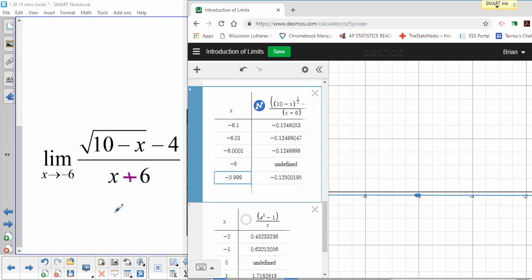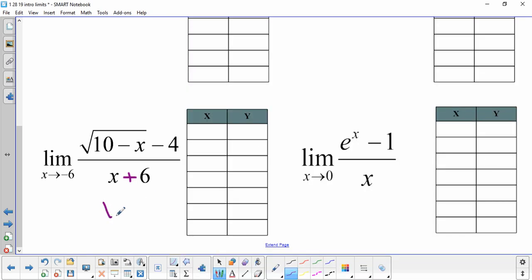So it doesn't matter. As you do that, our limit in this one appears to be negative 0.125. And this limit right here was going to equal 0. And we can do this for all the other ones.